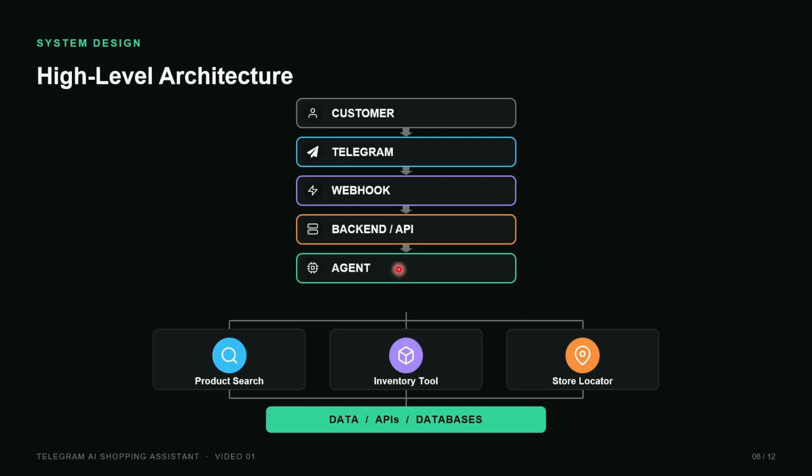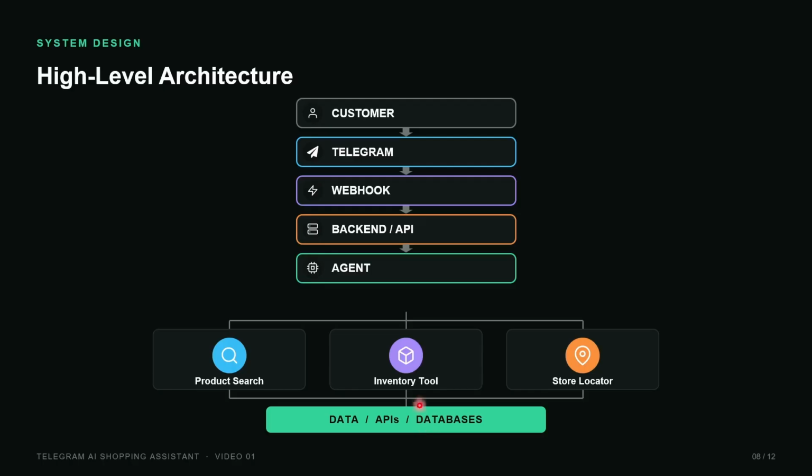So based on the user request, the agent will decide what tools to call, right? There can be multiple tools, and in the next video we'll be discussing what tools are, how we attach them with the LLM, and how we make the LLM or agent have access to those tools to answer user questions, right? So the agent will have access to different tools, in this case product search, inventory tool, and store locator, and then we'll use these tools to find the information related to user questions.